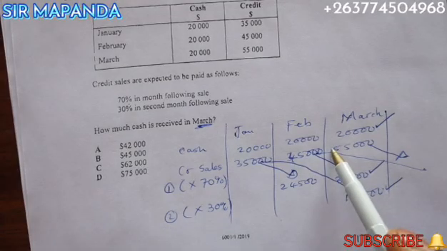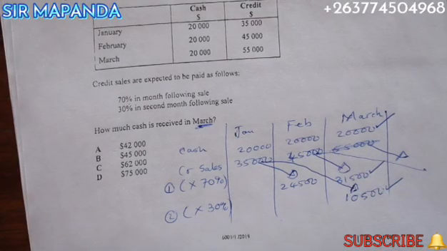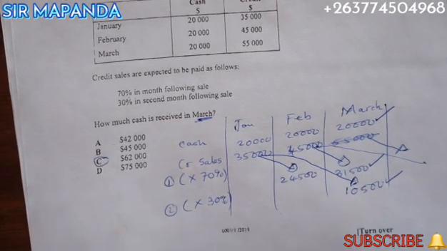So this 55 is ignored. So I'm going to add 20,000 plus 31.5 plus 10.5. You get a total of 62,000. So my answer is C. I hope you are following.